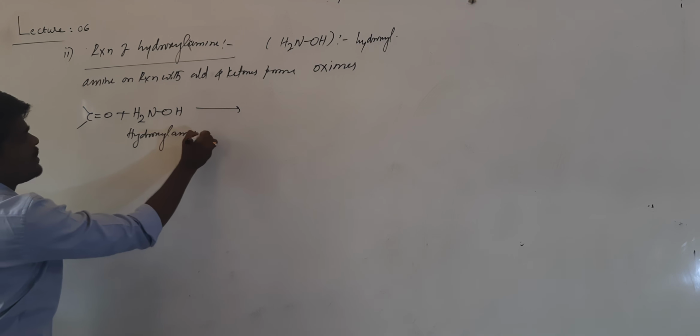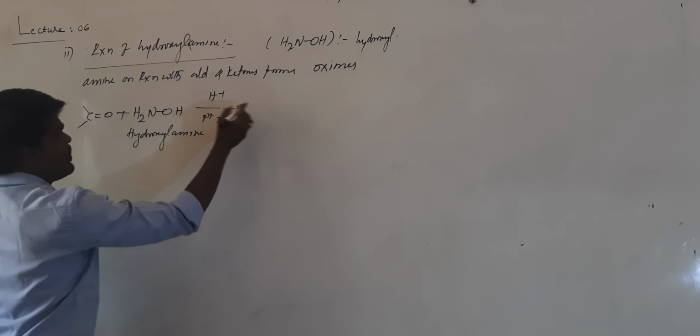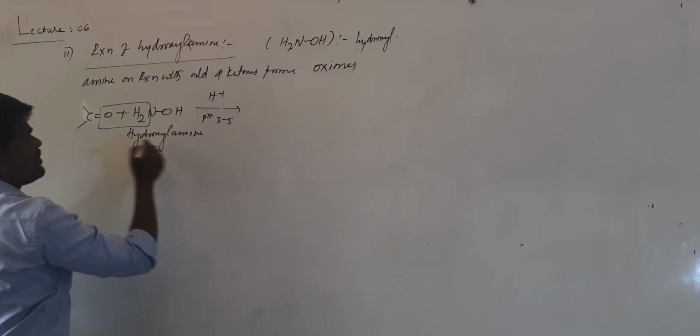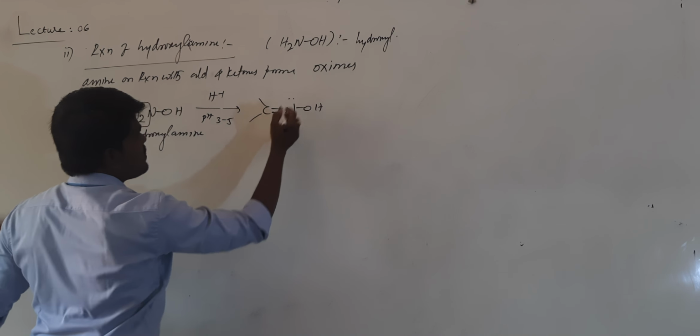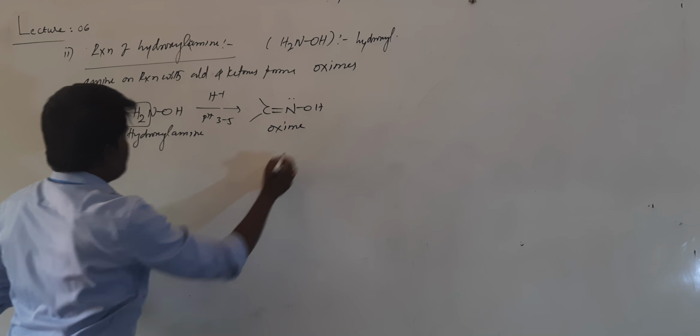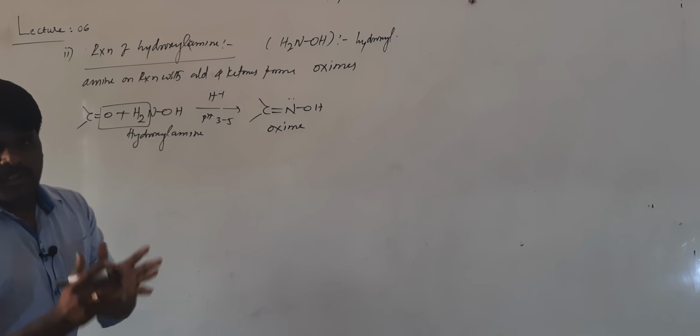Hydroxylamine, in presence of acidic medium at a pH of 3 to 5. What will it form? Here elimination of water molecule takes place. It will form C=NOH, which we call oxime. If it is an aldehyde, we call it aldoxime; if it is a ketone, we call it ketoxime.